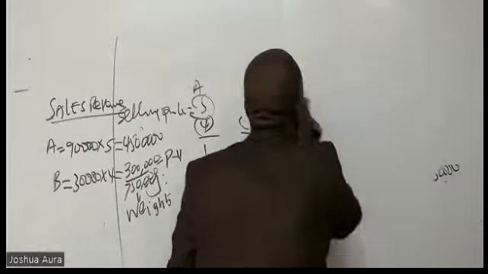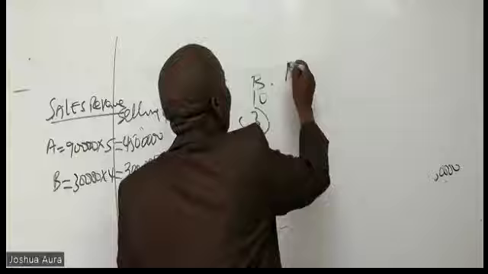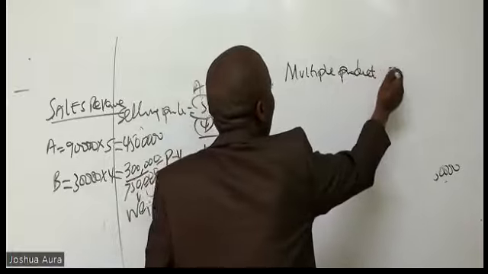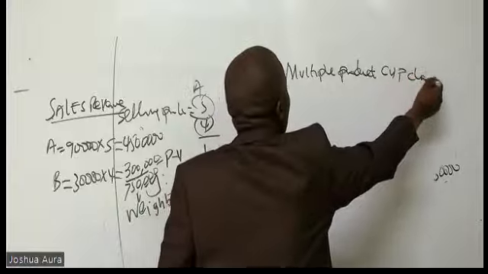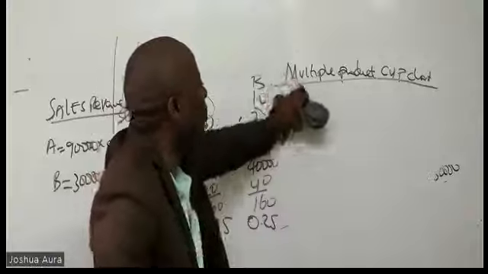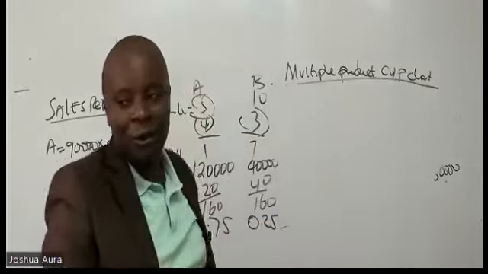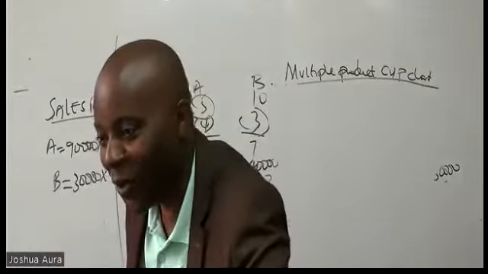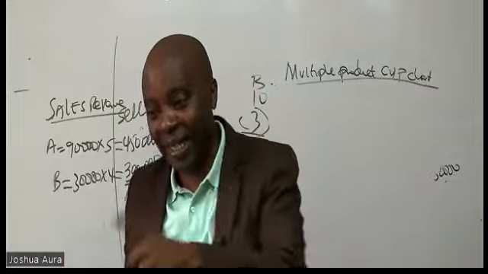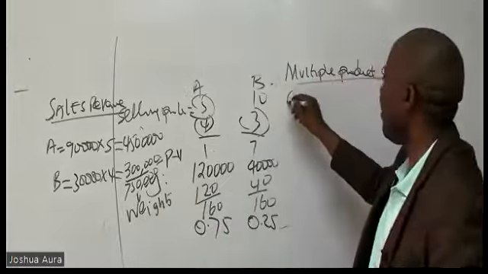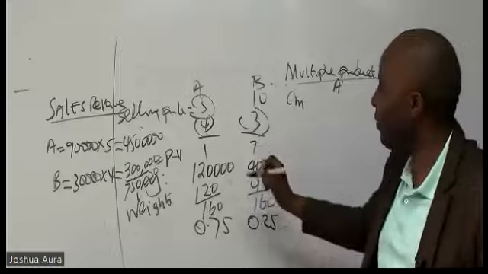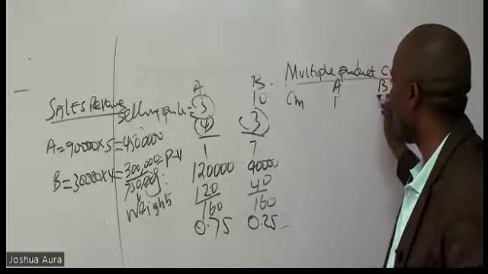Now, ladies and gentlemen, listen here. So then we go to the multiple product CVP chart. What will be the very first thing that we should compute here? We remember those steps. If you remember these steps, it is CM, isn't it? So we start with CM. So A, B. CM we already got, 1 and 7.